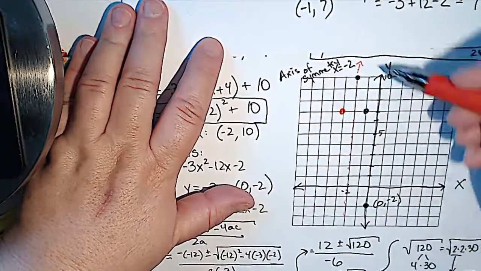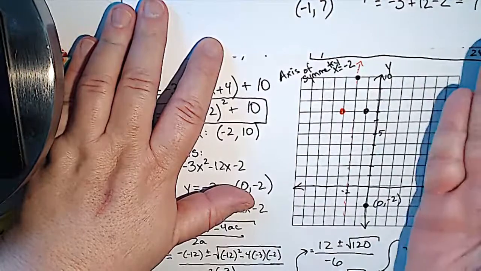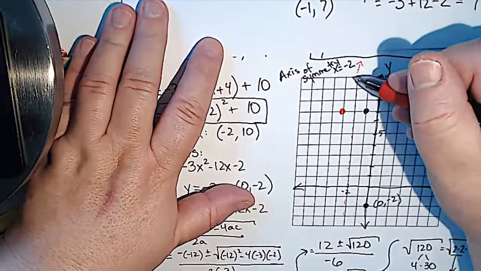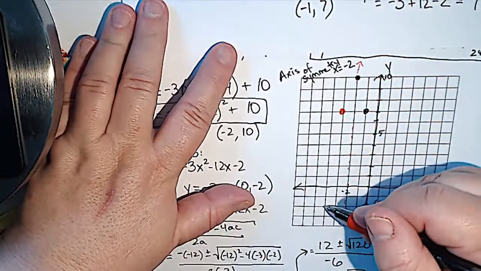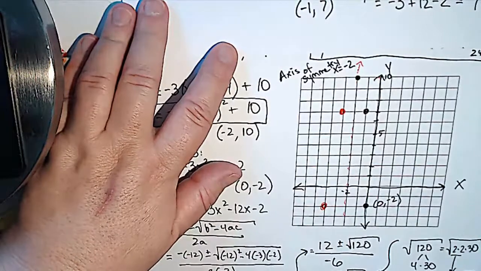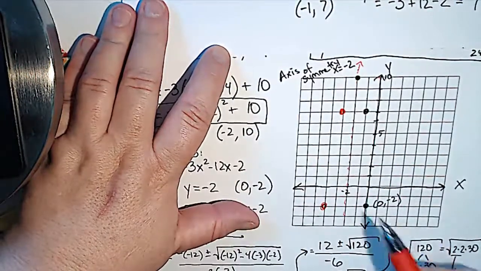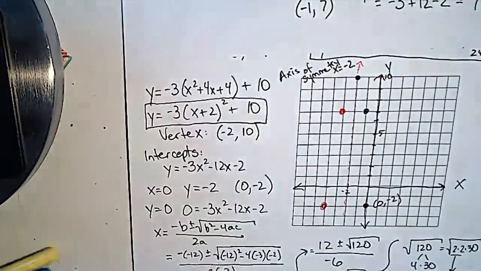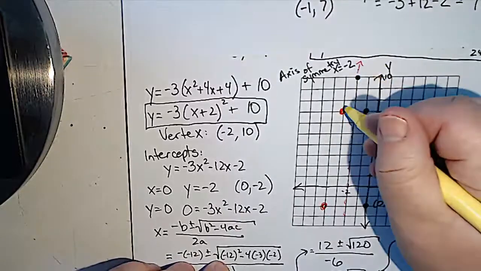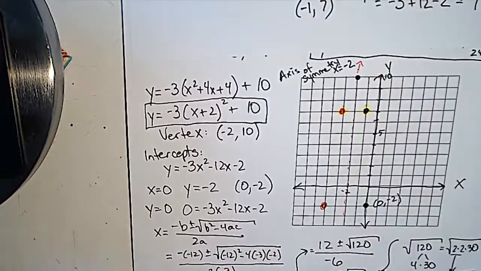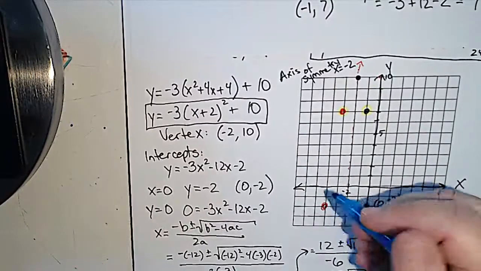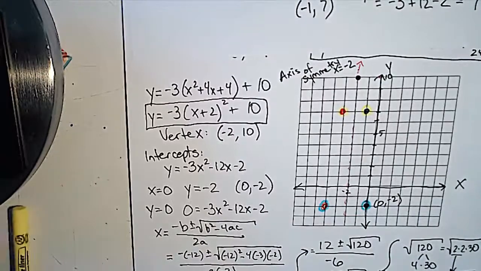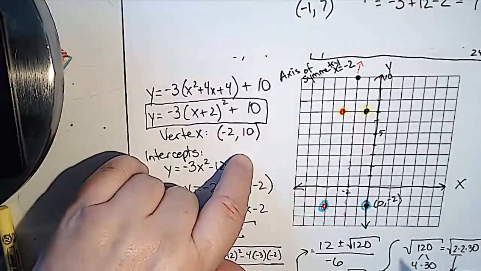Now this one, from the vertex, I move over 2 to the right and I go down to -2. So if I go 2 to the left, I go down to -2. And voila, these are mirrored from each of those, right? So this point is a mirror of this one, and this point is a mirror of this one. And that is how I get myself 5 points that I can graph.